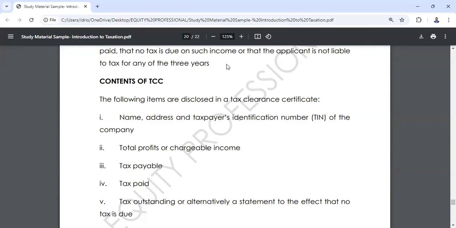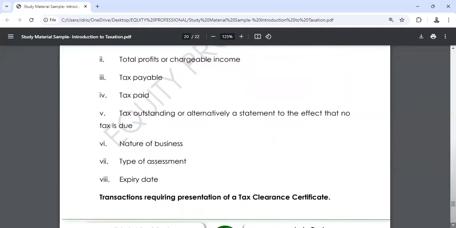Another one, the total profit or chargeable income of the company or individual. The tax payable for the last 3 years. The tax paid for the last 3 years. Tax outstanding for the last 3 years for the company that applied for the tax clearance certificate. The nature of the business. The type of the assessment.